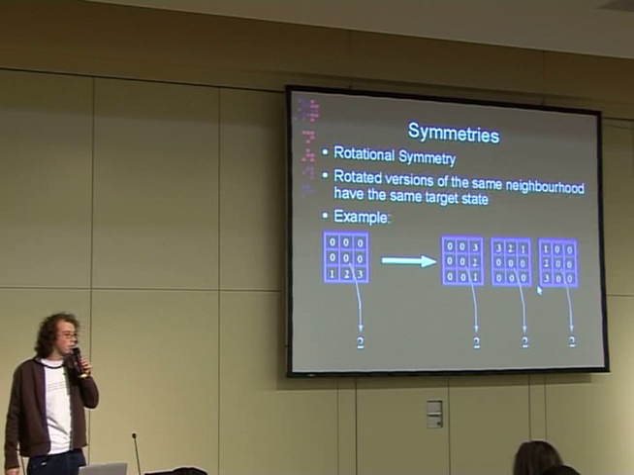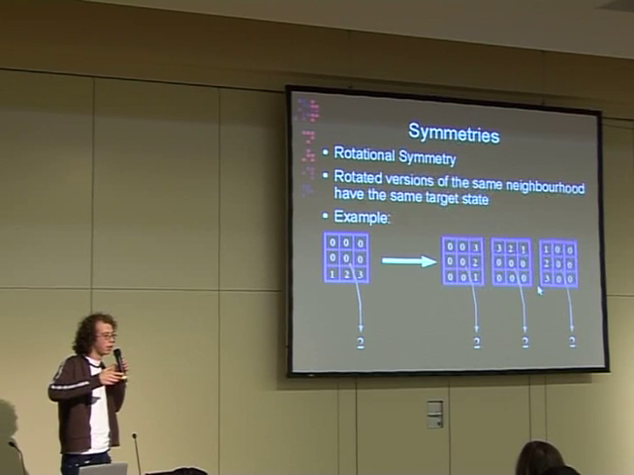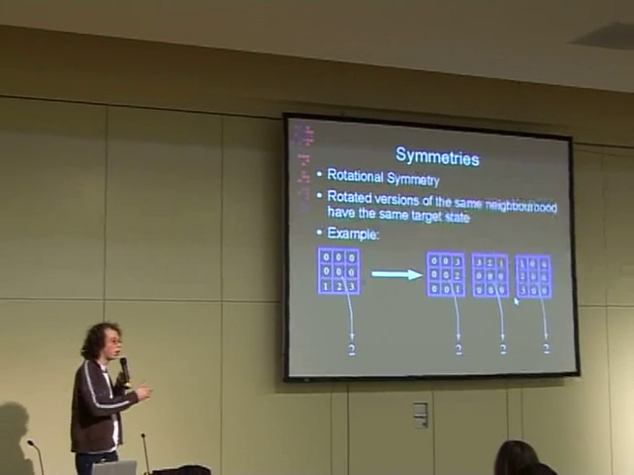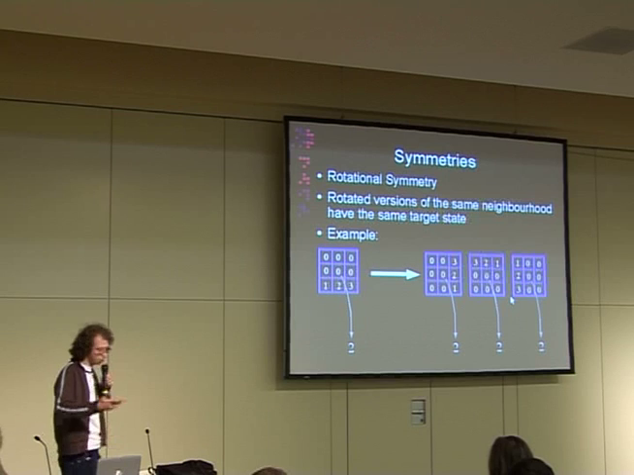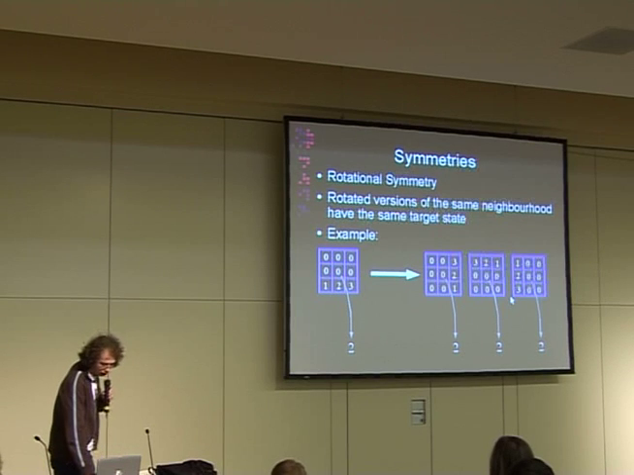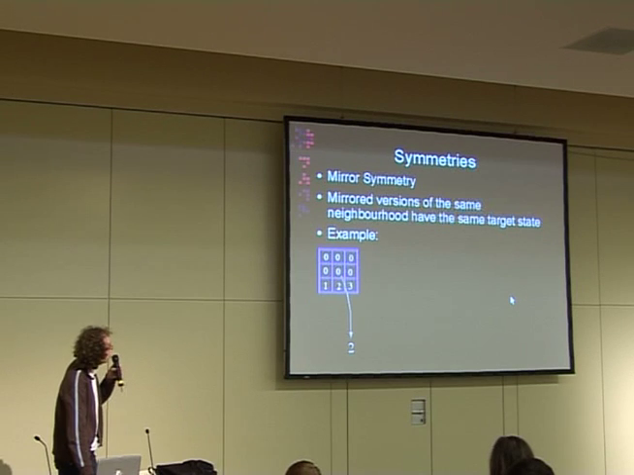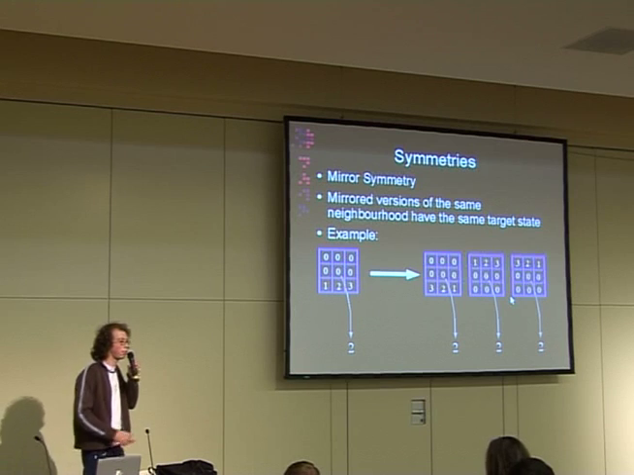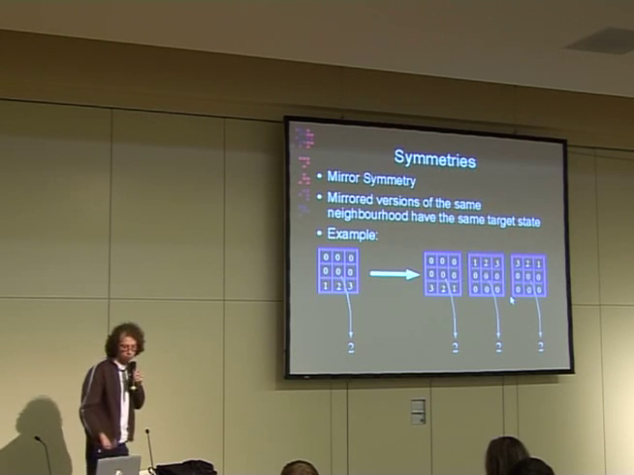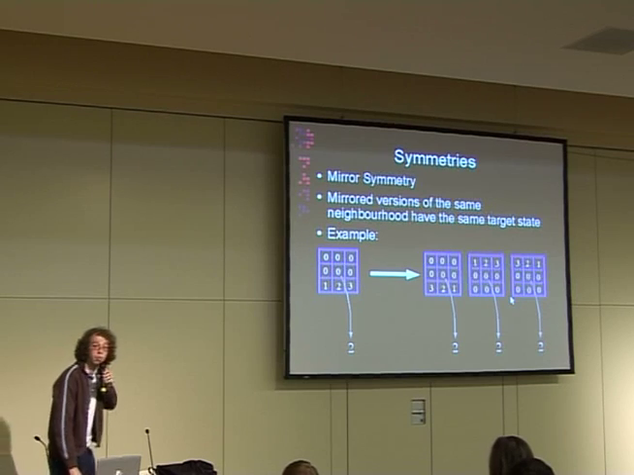And the interesting part about the symmetric rule: if you start with a symmetric pattern and you have a symmetric rule, it will always stay symmetric over time. And this is rotational symmetry. You can have the same with mirror symmetry, for example. So this would be the mirrored version of the same transition rule. Okay, let's have a look at this in action.